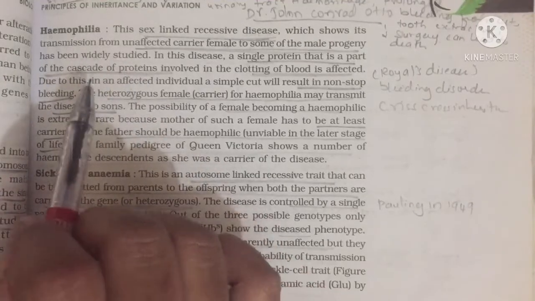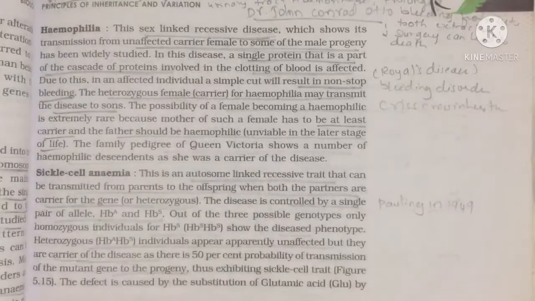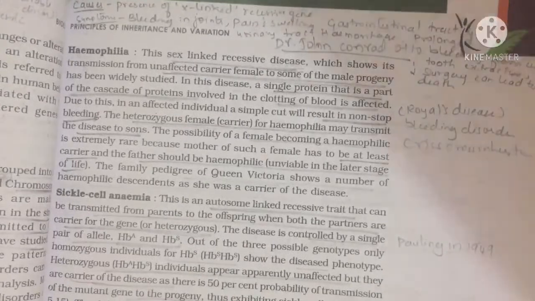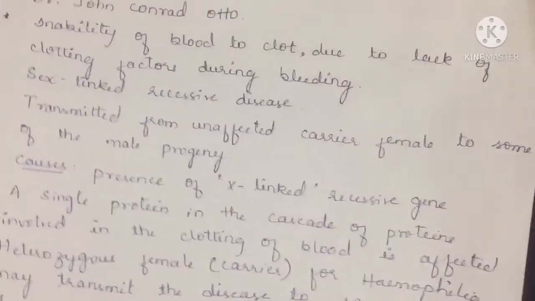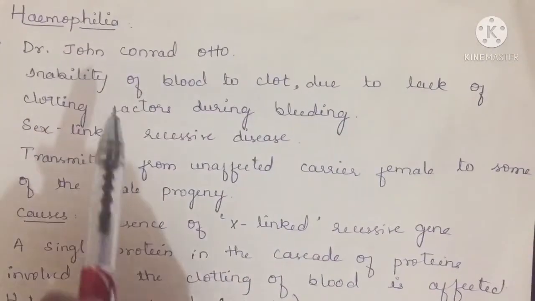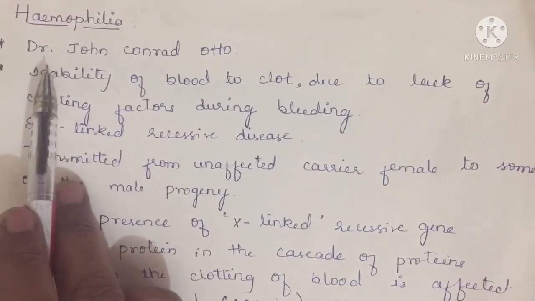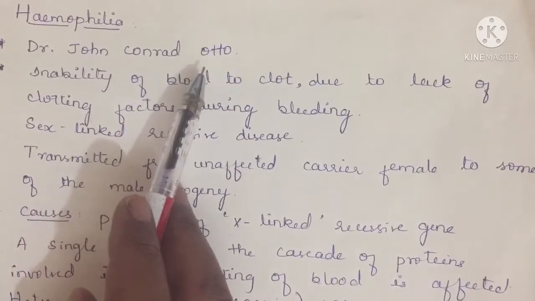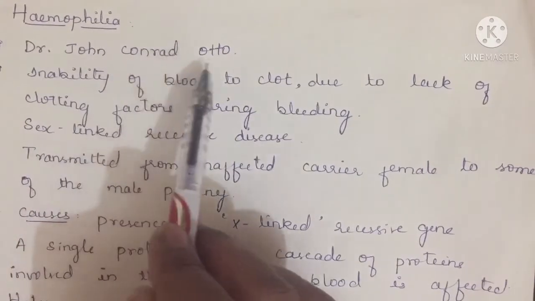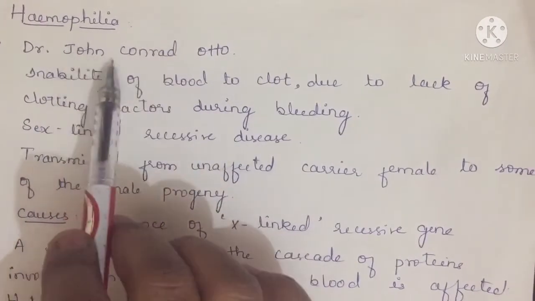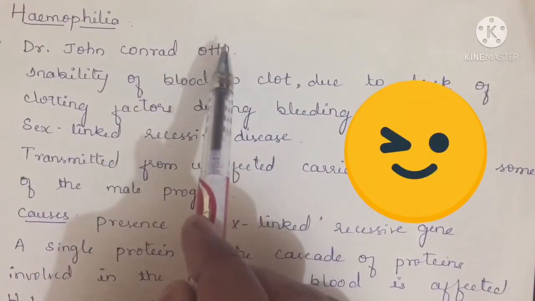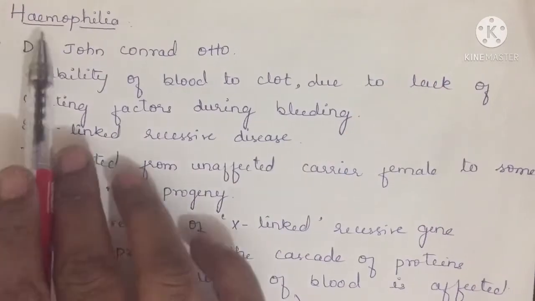Okay, hemophilia you will find in your NCERT textbook on page number 89. I have prepared a note of it, so we should go through that first. Fine. Hemophilia was first described by Dr. John Conrad Otto. Okay, he first described this disorder, hemophilia. Now this is Otto, not your auto rickshaw. Okay, fine. Now, what is this hemophilia?